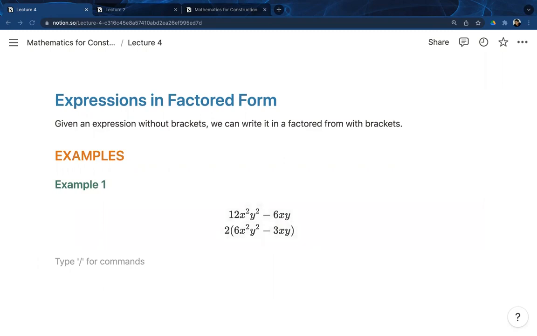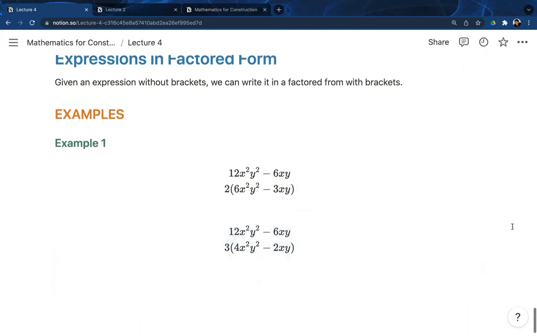We could do other forms, right? What is another factor of these two terms here? Give me another number that is a factor of these two terms. Anybody? I'll give you 2. What's another factor of 12 and 6? 3, right? So I could write the factored form like this. Same expression, but I could write it a different way with 3 on the outside here.